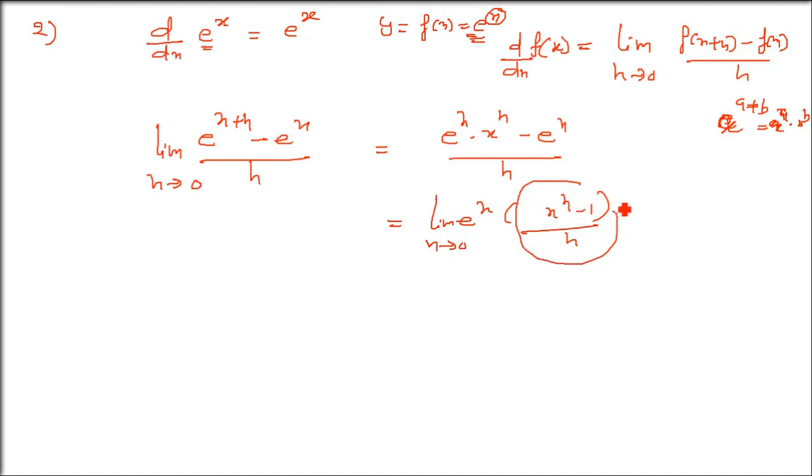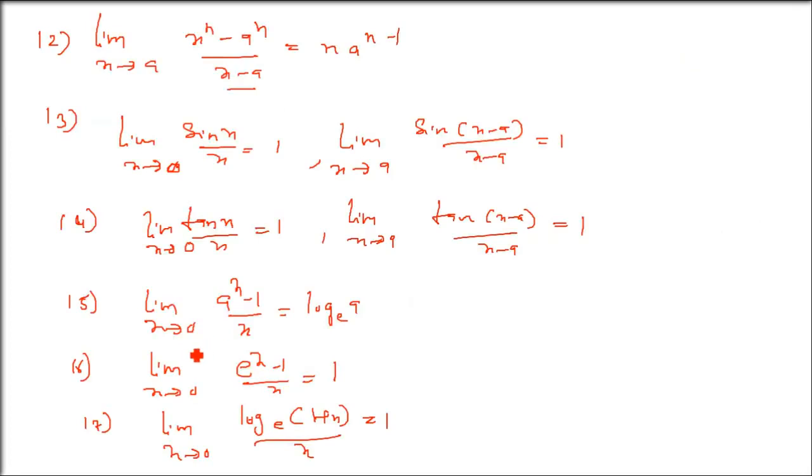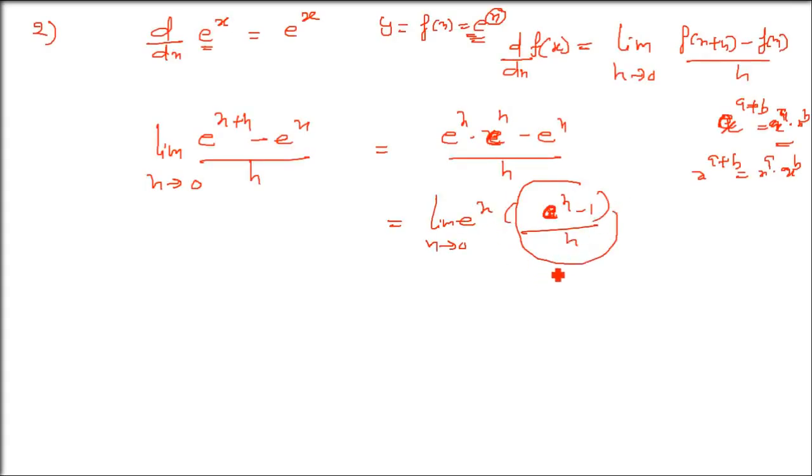So this is e to the power h minus 1 by h, and we know that e to the power h minus 1 by h is 1. I already told you this. Let me take you here: this 16th one, e to the power x minus 1 by x is 1, where the limit is x tending to 0. Just write it here. This whole is 1.